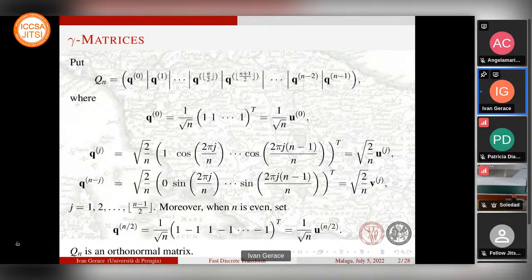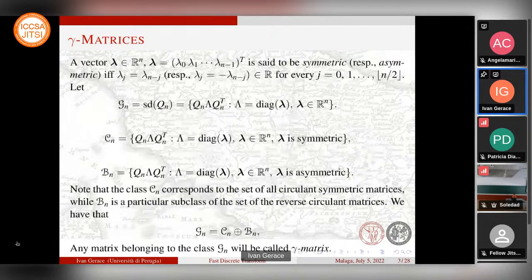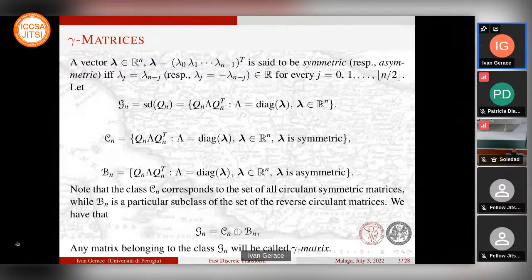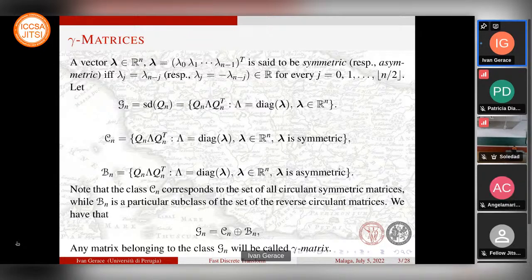It's better to say that this matrix is an orthogonal matrix. Then let's consider a vector of dimension n whose elements are lambda 0 to lambda n minus 1. We say that this vector is symmetric if lambda j is equal to lambda n minus j. We say that it is asymmetric if lambda j is equal to minus lambda n minus j. So we refer to Gn as the class of the matrices that are simultaneously diagonalizable with the matrix Q.